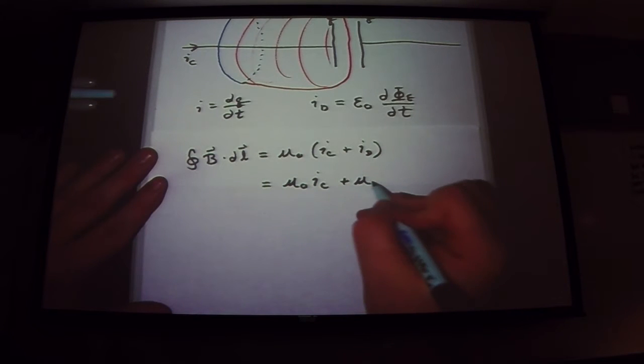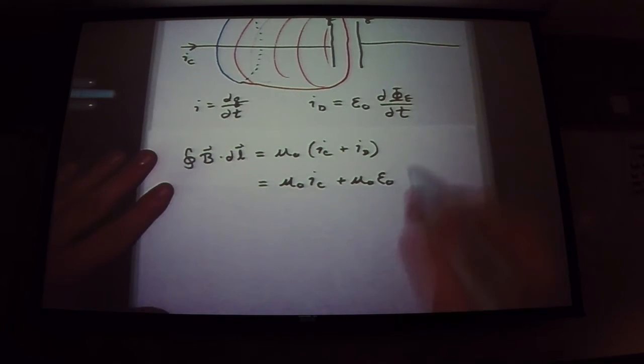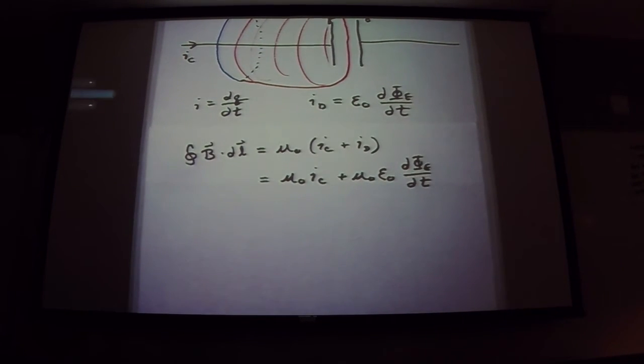Plus mu naught epsilon naught d phi sub E. So that then completes the symmetry of these equations. And so these equations get wrapped up together and they're all called Maxwell's equations.